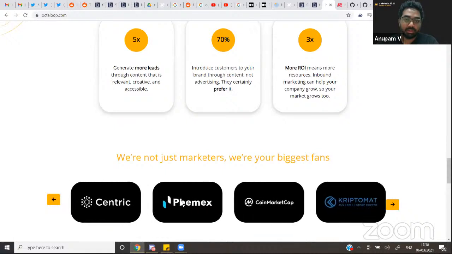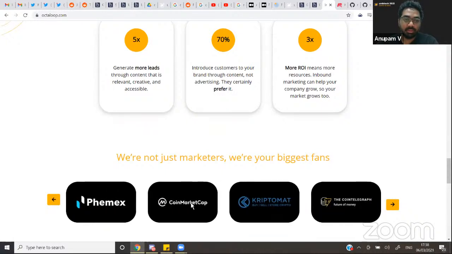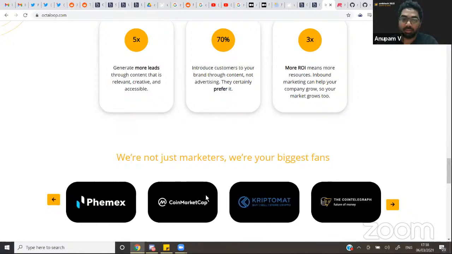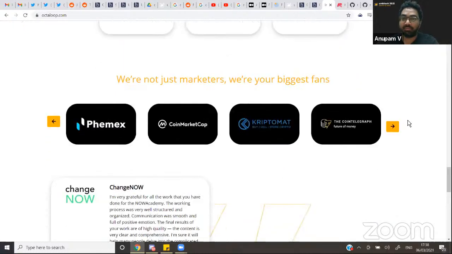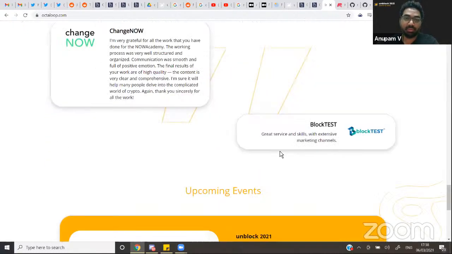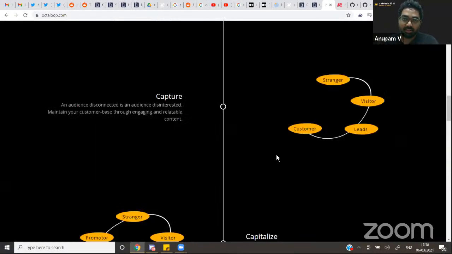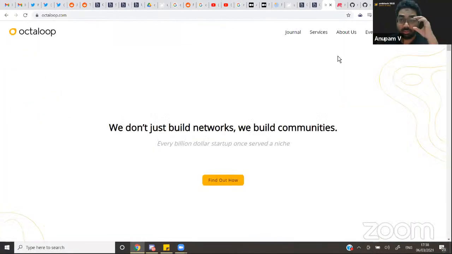Bybit Singapore, Centric US, Femex is Thailand, Singapore, CoinMarketCap. Who doesn't know CoinMarketCap? And they are pretty great clients of ours. And of course, CryptoMat, Cointelegraph. We wouldn't be here if it weren't for these guys, and they support us a lot in our journey, and they also participate in our event side of things.